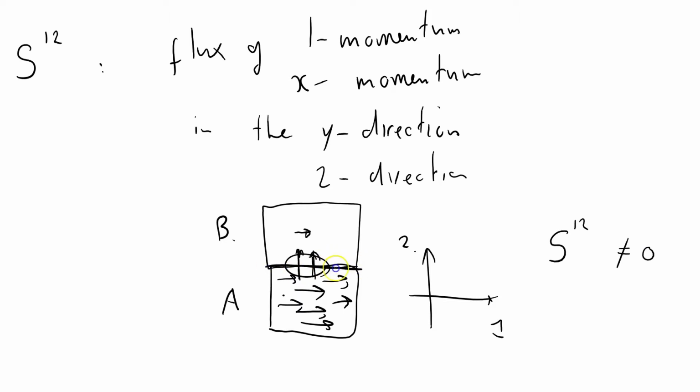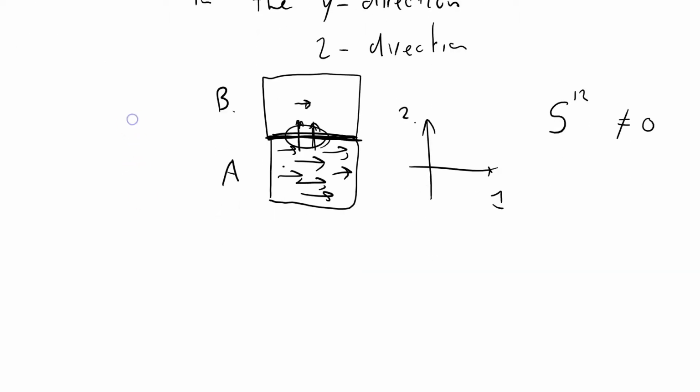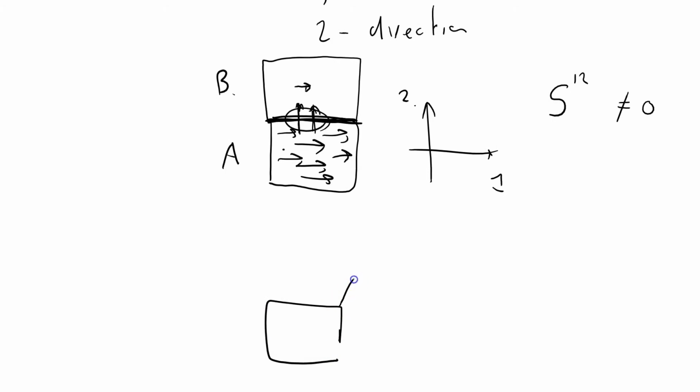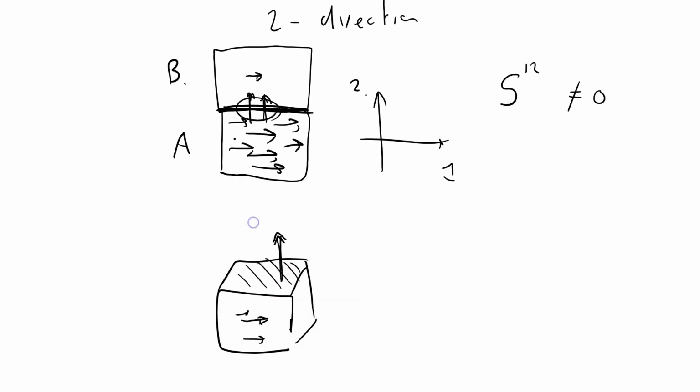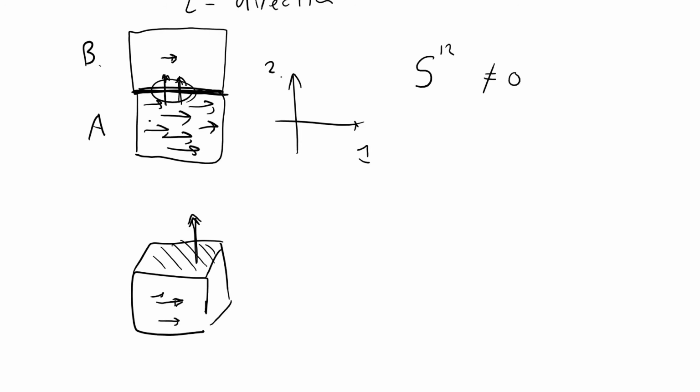This interface, of course, being characterized, I guess I could draw it in 3 dimensions. Well, my drawing skills aren't very good, but this surface here is perpendicular to the 2 direction. And it can transport momentum in this sense here across that surface there. So in this situation, S12 would be not equal to 0.